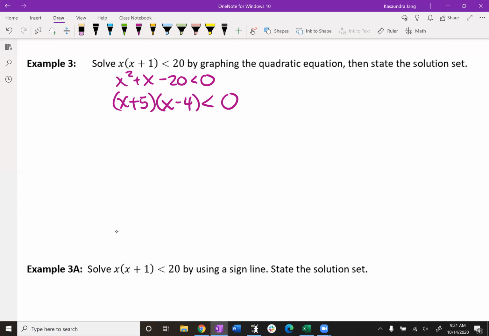I will then set each of my factors equal to 0, which this first factor, I think a -5 makes that 0. -5 plus 5 is 0. The next factor, a +4 makes that 0. 4 minus 4 is 0. All right, so if I'm doing this by graphing, I've got some x-intercepts at a -5 and a +4.